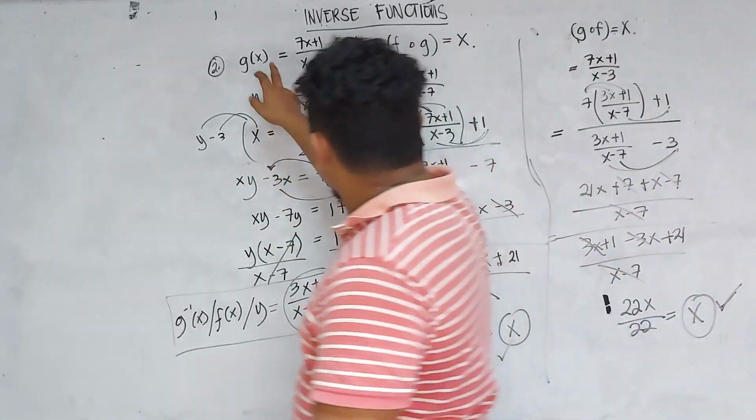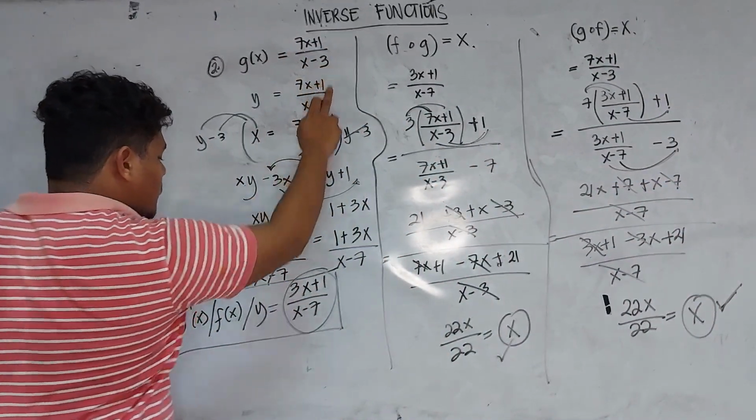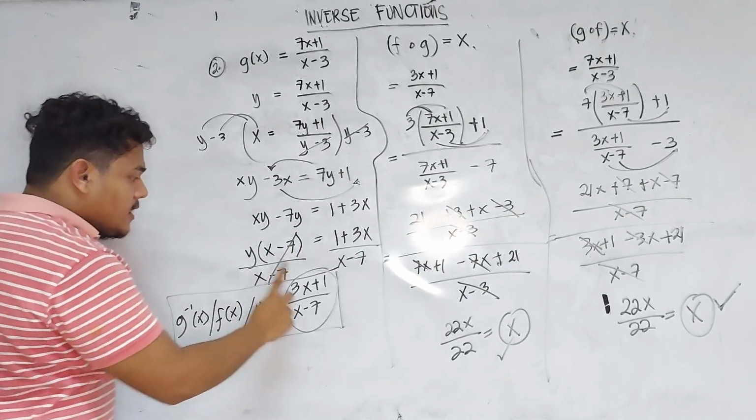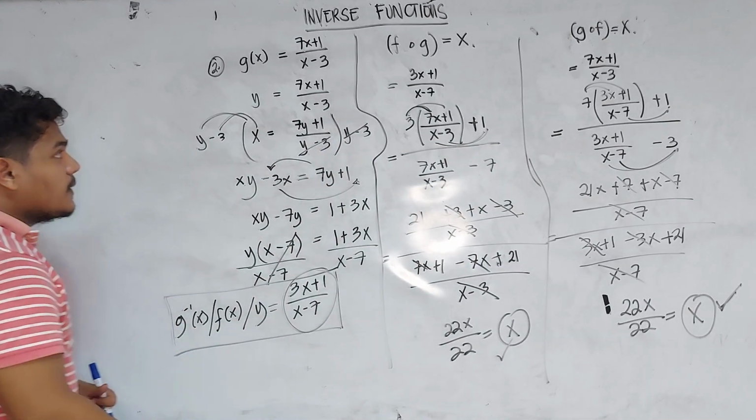The inverse of g of x, 7x plus 1 over x minus 3, is equal to f of x, or y equals 3x plus 1 over x minus 7.